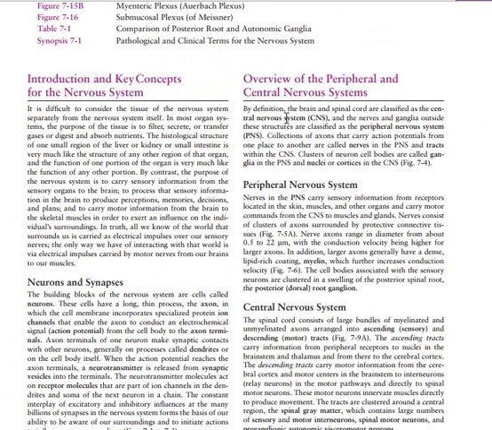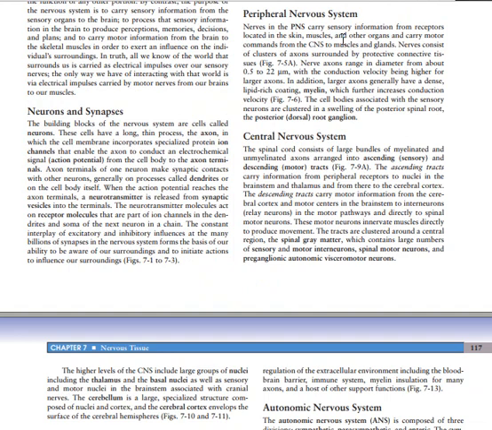Now we need to know that generally the nervous system can be divided based on its structure and also based on its function. The division based on the structure is into central nervous system and peripheral nervous system. The central nervous system is the part involved only with the brain and the spinal cord, while the peripheral nervous system comprises the spinal nerves and the cranial nerves.